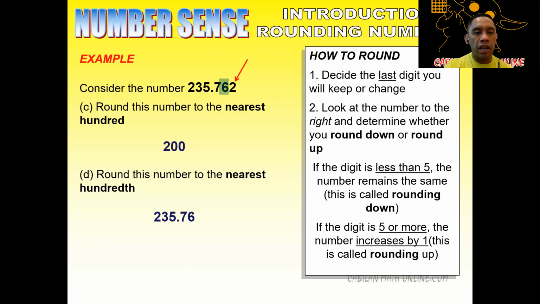Now you notice that for the nearest 100th, there are 2 numbers to the right of the decimal place, and that will be the same for any questions that ask you the nearest 100th.